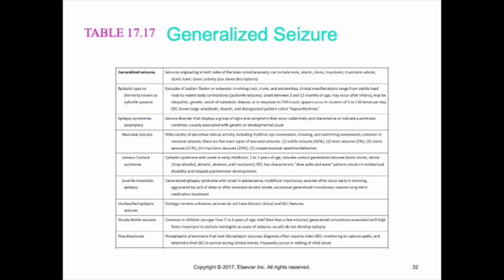Now contrast that with generalized seizures. These are seizures that originate in both sides of the brain, and they're originating simultaneously. This can include tonic, atonic, clonic, myoclonic, myoclonic atonic, clonic tonic, all types of activities. You can see epileptic spasms, which we used to call infantile spasms.